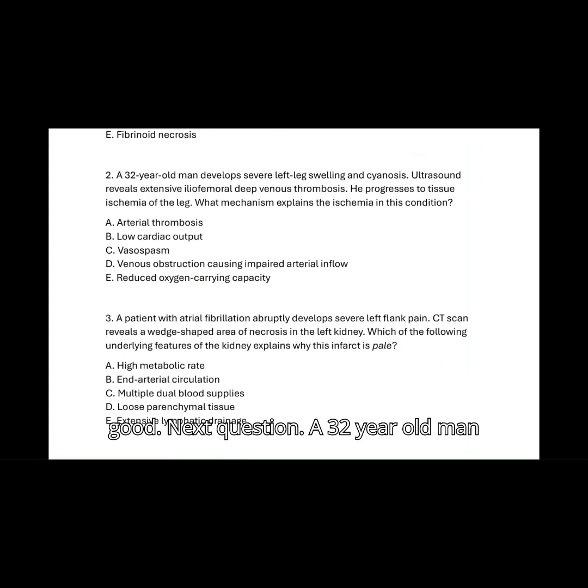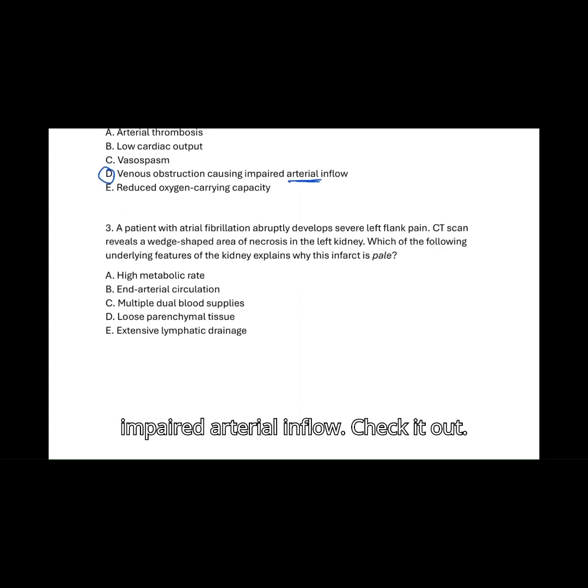Very good. Next question. A 32-year-old man develops severe left leg swelling and cyanosis. Ultrasound reveals extensive iliofemoral deep vein thrombosis. So that's a big clot there, guys. And it progresses to tissue ischemia of the leg. What mechanism explains the ischemia in these conditions? What we said? Very good. Venous occlusion causing impaired arterial inflow. Check it out. Next question.